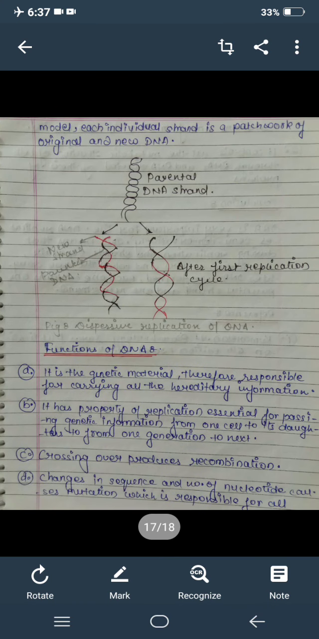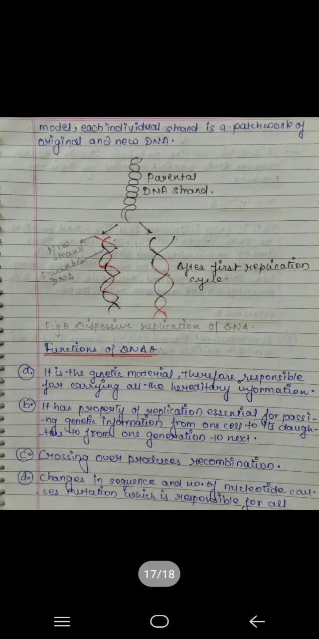Now, the dispersive method. What happens in the dispersive method? As you can see, the parental strand divides into two; the black one is the parental strand and the red one is the new strand after the first replication cycle. There are small black portions of parental strand, then again the new daughter strand, then again some parental strand, and then again new strands.